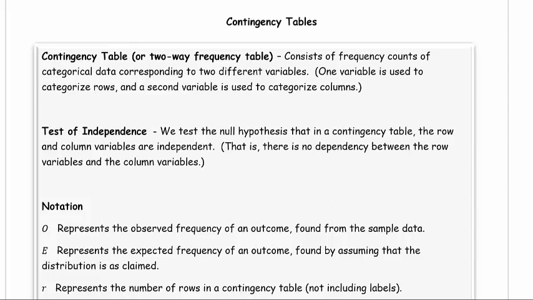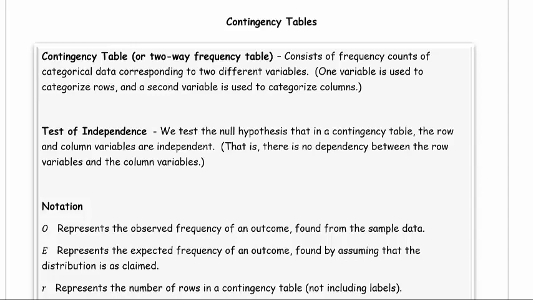Hello, in this video we're going to talk about contingency tables. A contingency table, or two-way frequency table, consists of frequency counts of categorical data corresponding to two different variables. One variable is used to categorize the rows, and a second variable is used to categorize the columns.